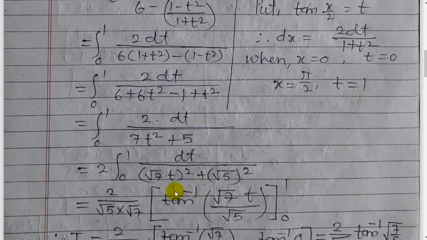Now this can be written as I equals, this 2 is a constant taken out, integral 0 to 1, dt upon 7t square can be written as (root 7 into t) whole square, because (root 7 into t) whole square is 7t square, plus 5 can be written as (root 5) whole square. Now we should take a formula which gives the integral of 1 upon x square plus a square.